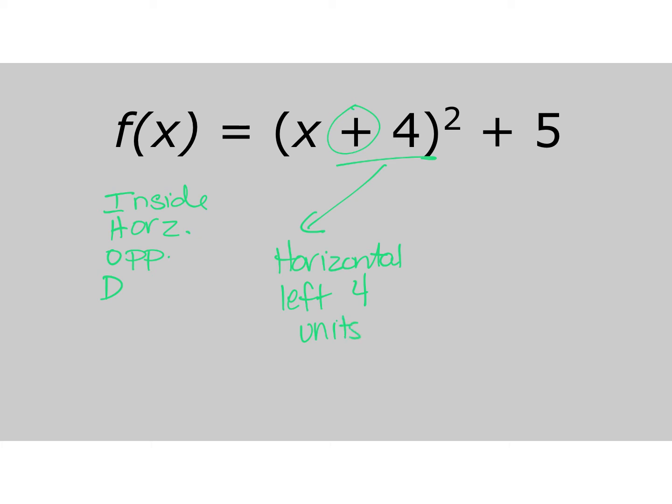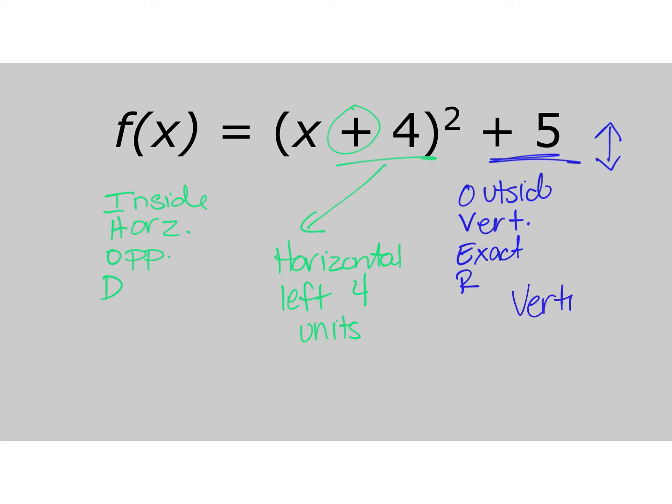Now I'm going to transition to the 5 here. This is an over situation, so we're outside, which means we're having a vertical translation in this case, and it's exactly what you think it is. Because it's vertical, we're talking up and down. So we're going to be going vertical up 5 units.